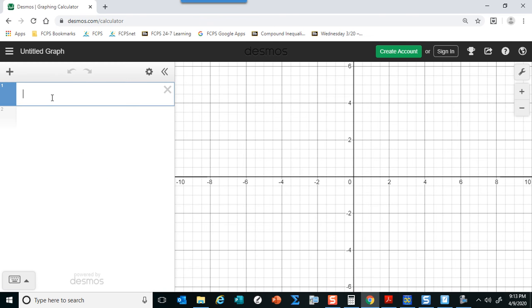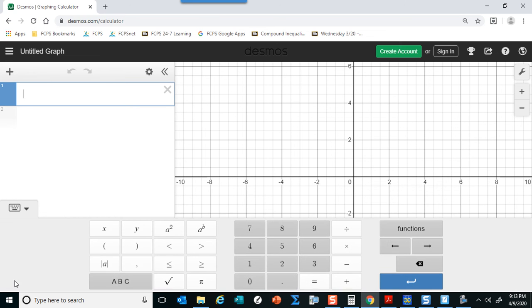And to the left here is where we input our function, and it will graph us all on the same page. This is going to be a lot easier than the TI-84. So they have a keypad down here with some of the math symbols we'll need. You can also use your keyboard or a combination of both.